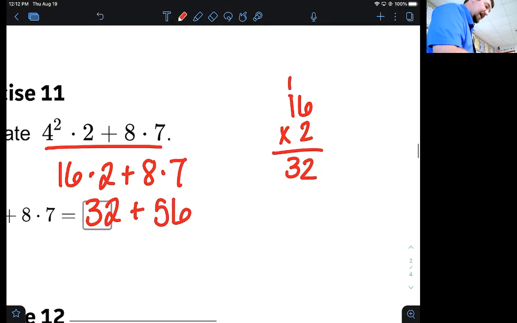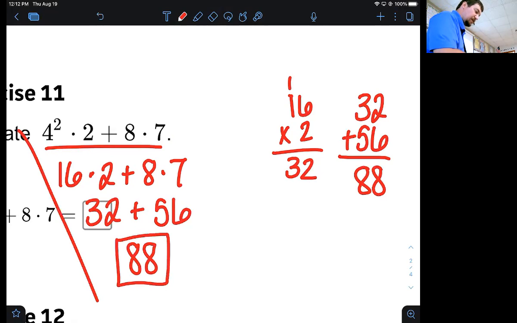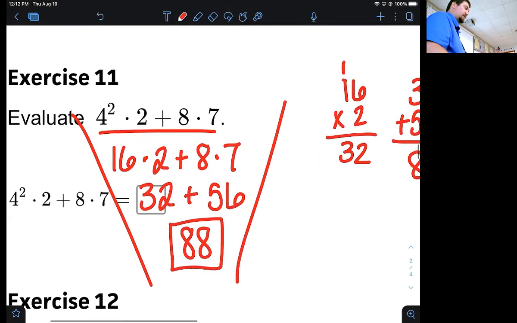And I'm going to go off to the side to do this as well. 32 plus 56. Whitney, what do you have for 32 plus 56? That is right. Our answer for number 11 should be 88. And again, it's supposed to funnel down. My funnel's not super good because the first line they wrote, I didn't write it myself.